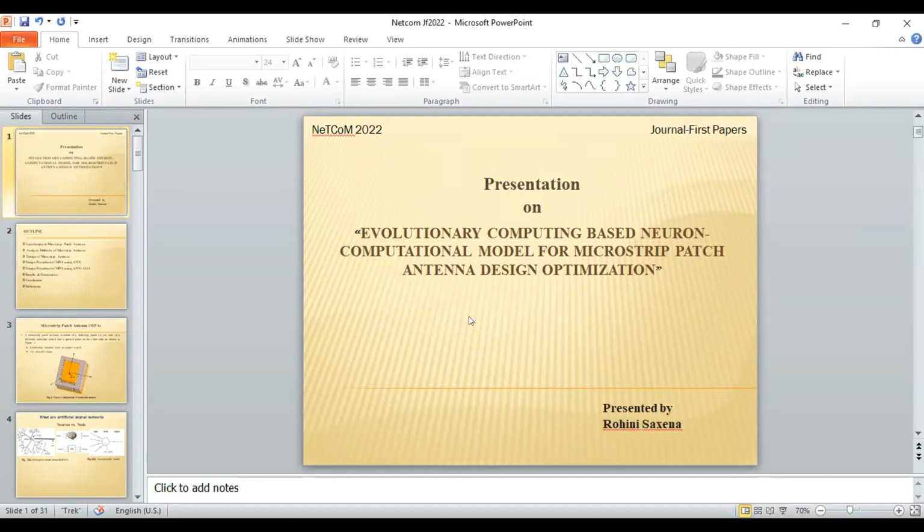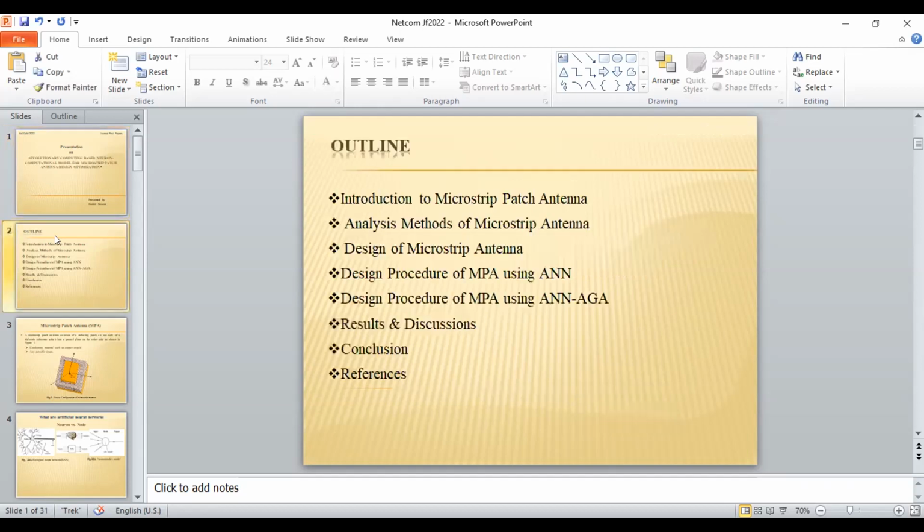And I am here to present my work on the topic of evolutionary computing based neuro-computational model for microstrip patch antenna design configuration. Yes, sir. Here are the outlines of my work.